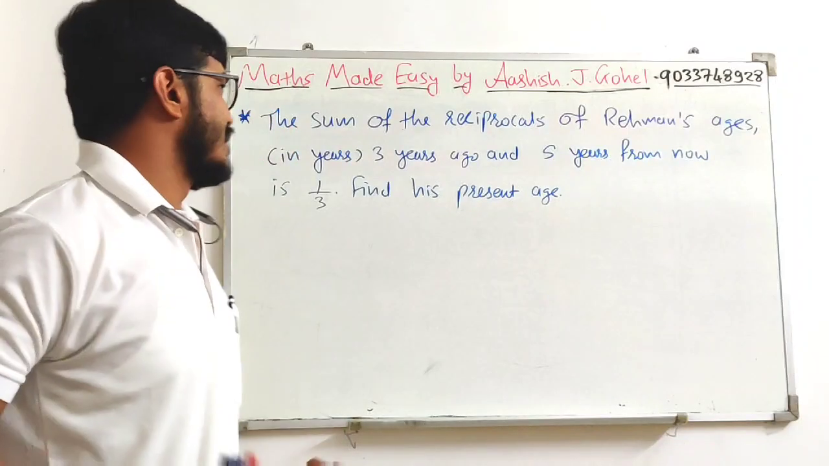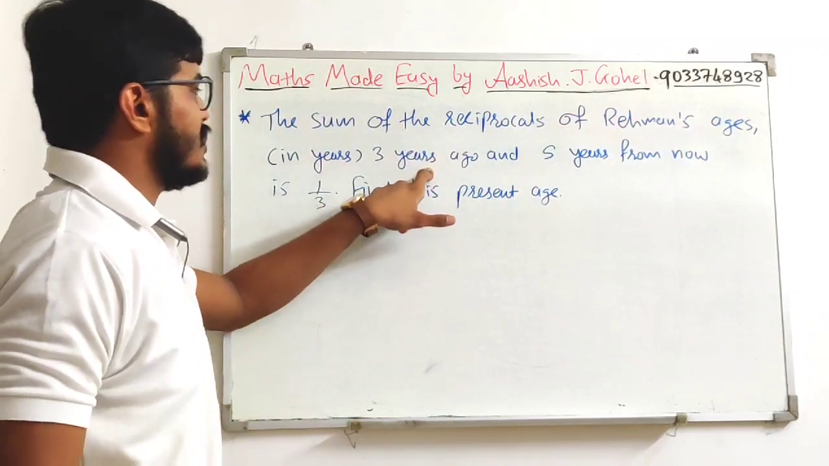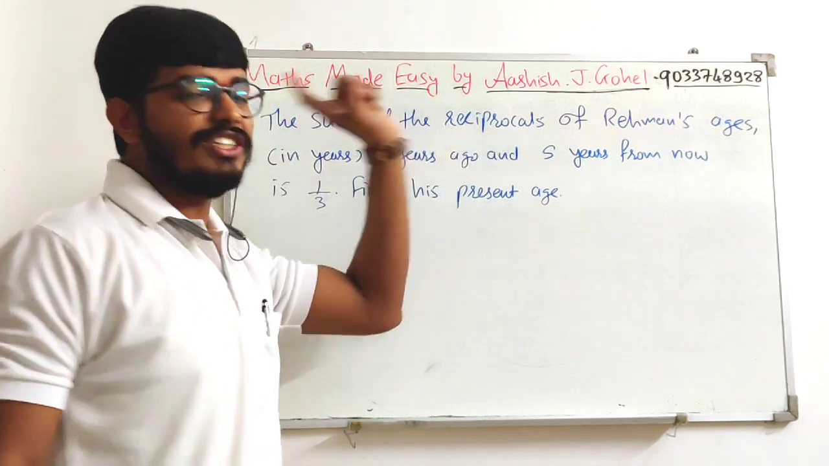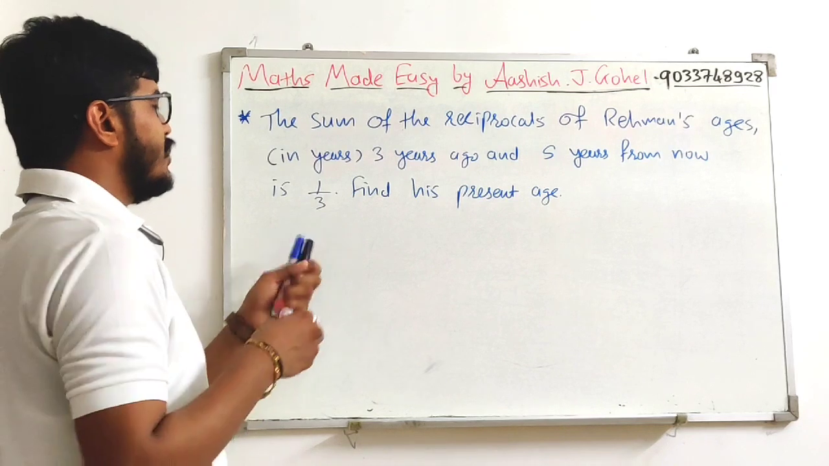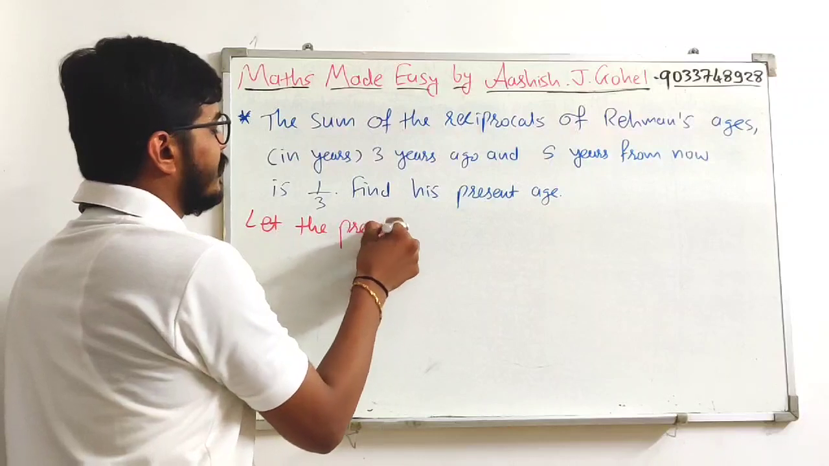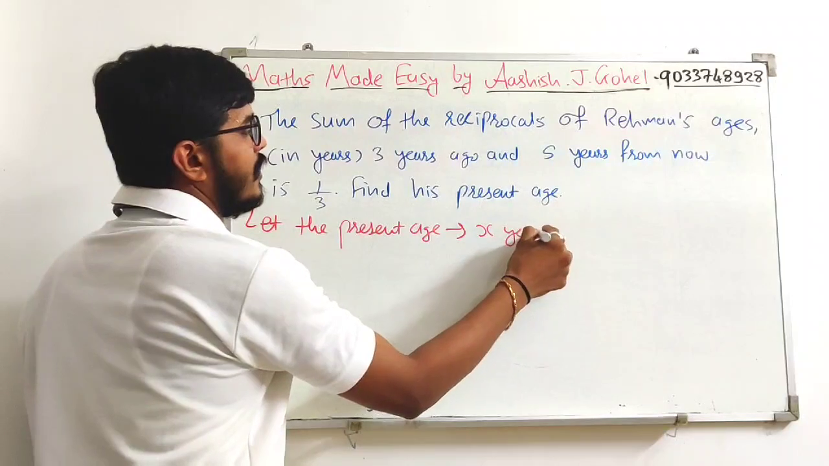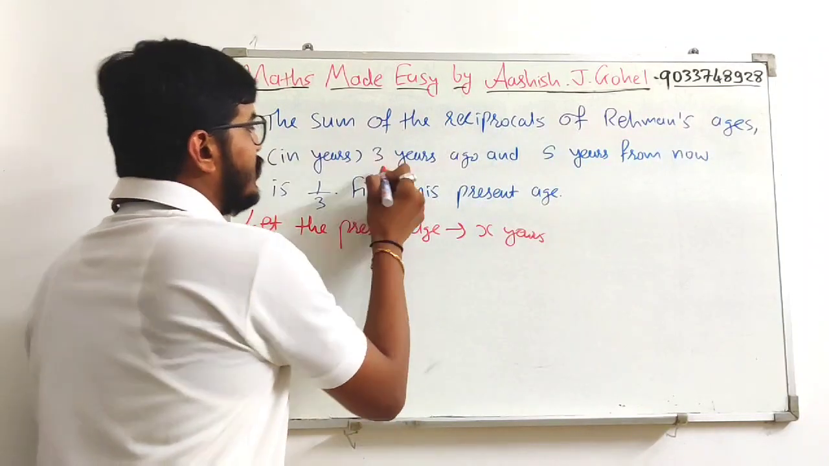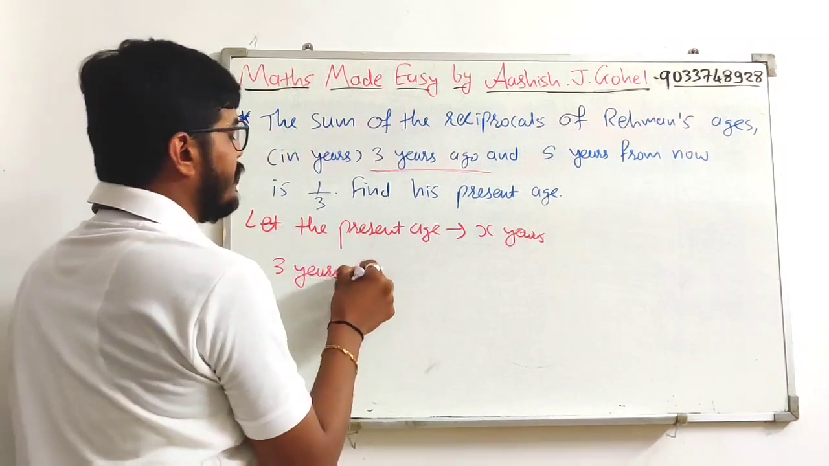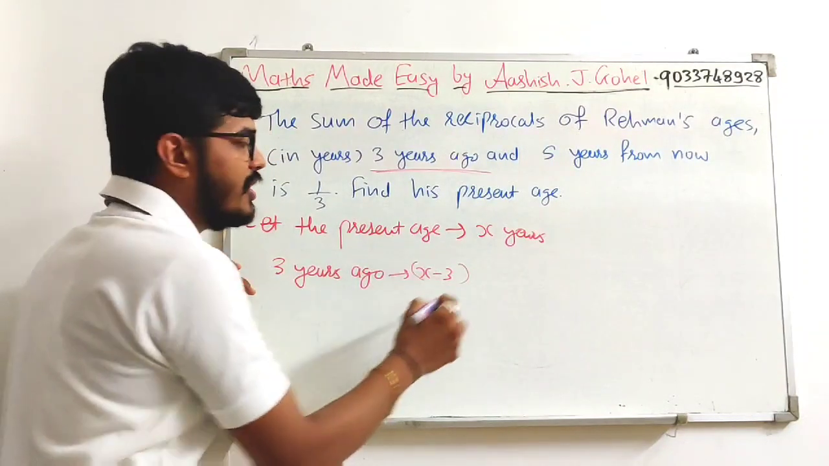So the question is like this: the sum of the reciprocals of Rehman's age in years 3 years ago and 5 years from now is 1 upon 3. So find his present age. Okay, so here we need to assume that let the present age of Rehman be x years. Okay, now 3 years ago, that means what? 3 years ago the age will be x minus 3. The age was actually x minus 3 years.